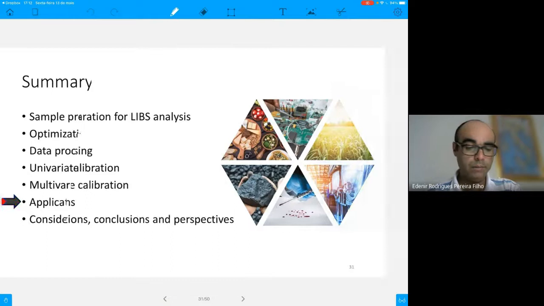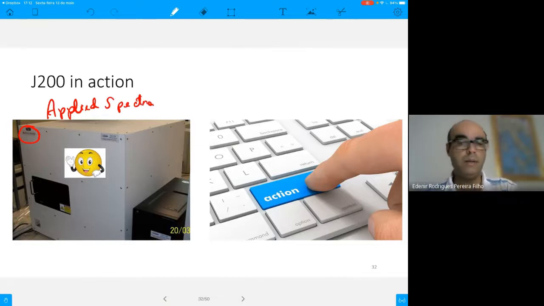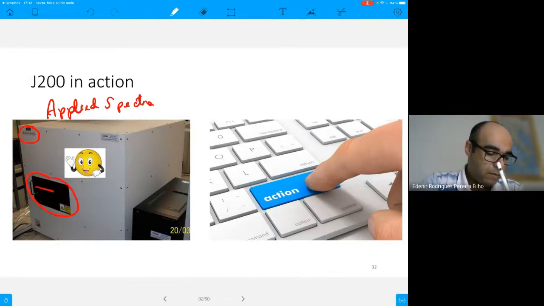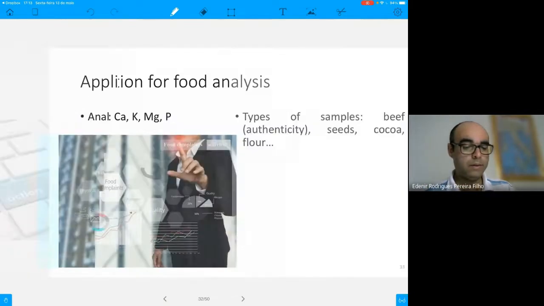Some applications. Now, the J200. This is the J200 equipment from Applied Spectra. This instrument has been in our laboratory since 2012, and we perform several types of analysis with this equipment. This little door here, we can open and introduce a sample with the size, for example, of a mobile phone, a cell phone.